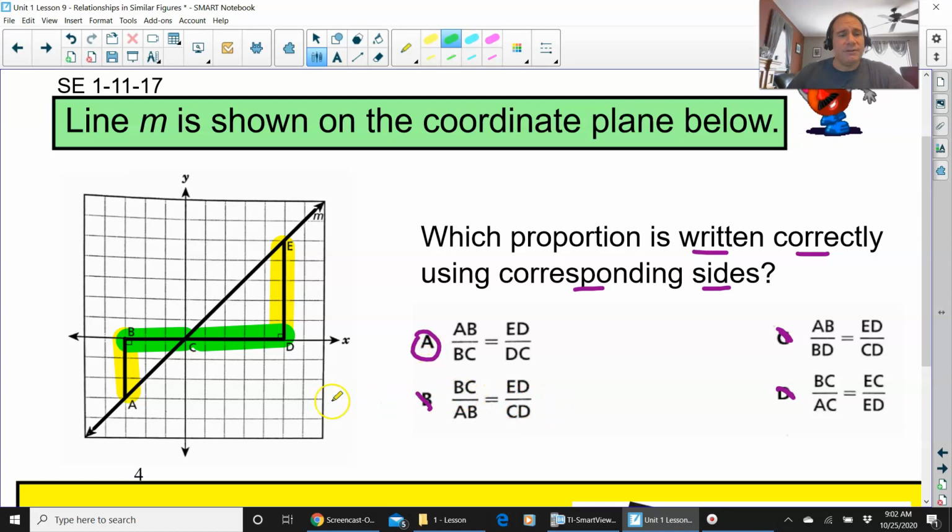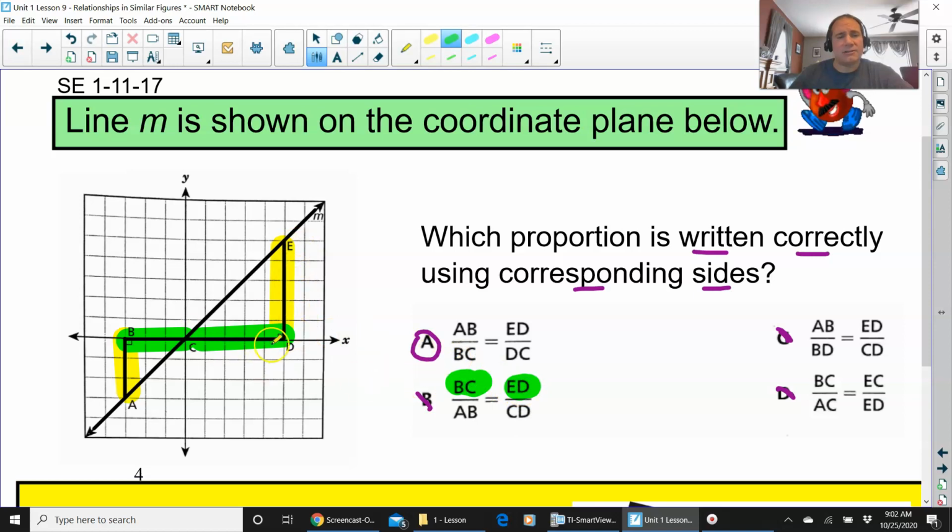Like so, if you did BC over AB, which is this, ED all of a sudden doesn't match with BC. See how BC is on the top and then ED is on the top?